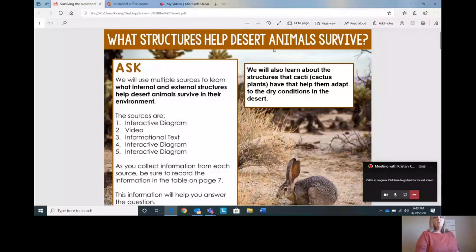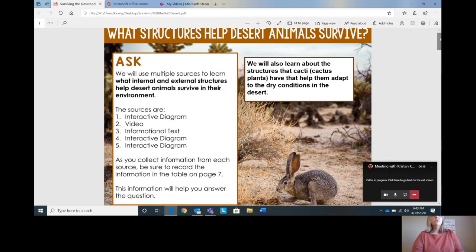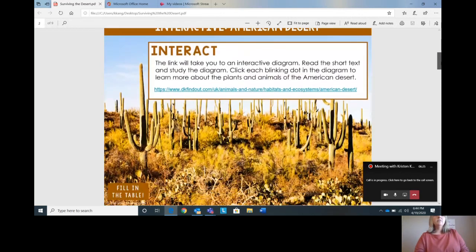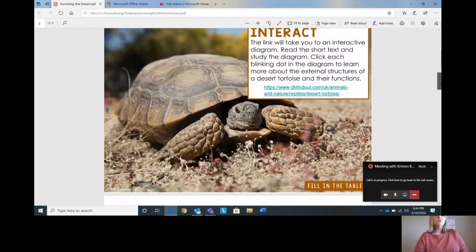So what I'm going to do is I'm going to show you now where you're going to be finding, again, what you're going to see when you go to Teams. Again, you will have a slideshow. And on that slideshow, you're going to work through what structures help desert animals and plants. I did put a text in there on cactus. What help them survive? You're going to work through, just like this last assignment, work through each slide, do a couple each day.